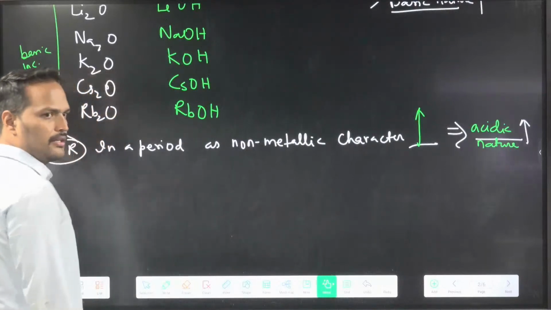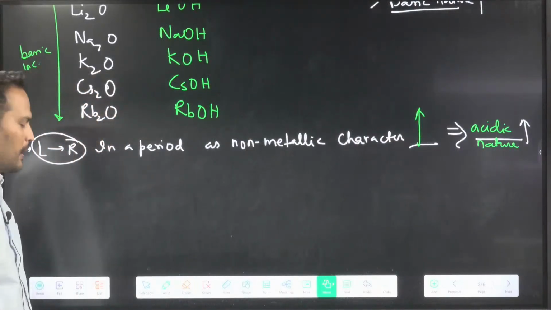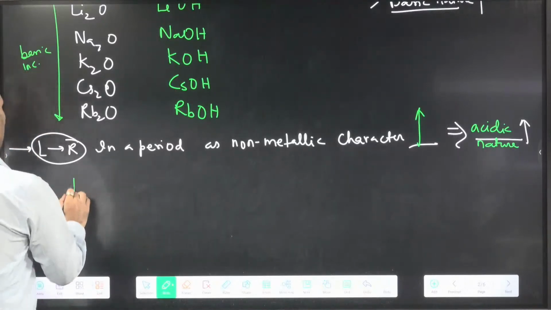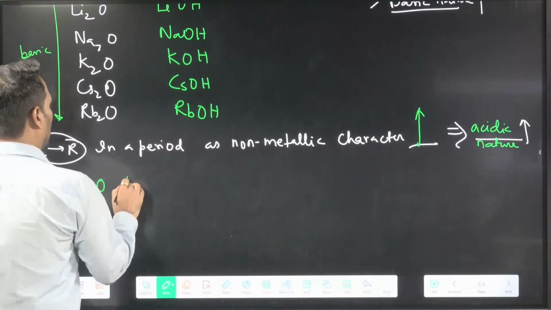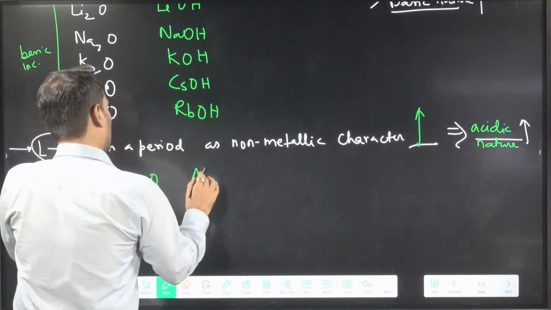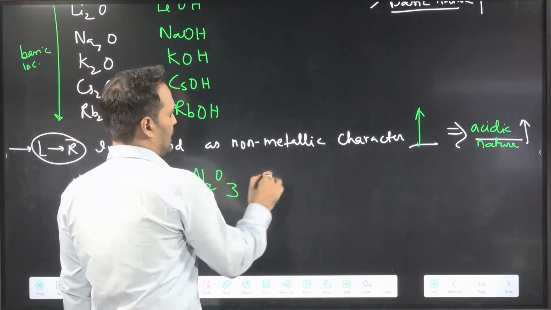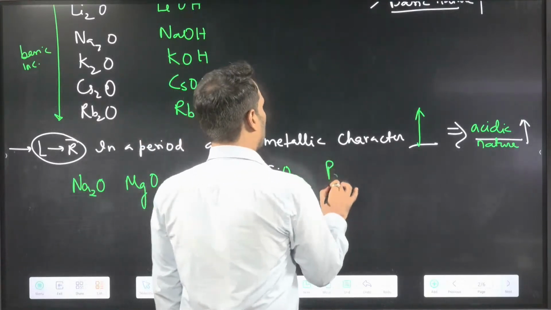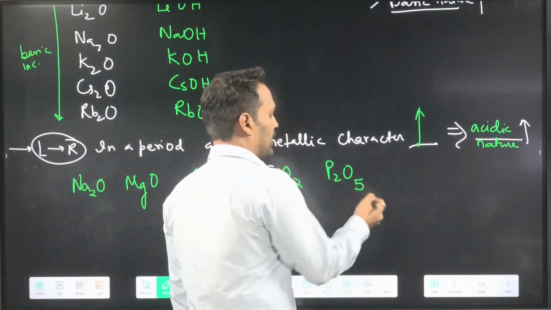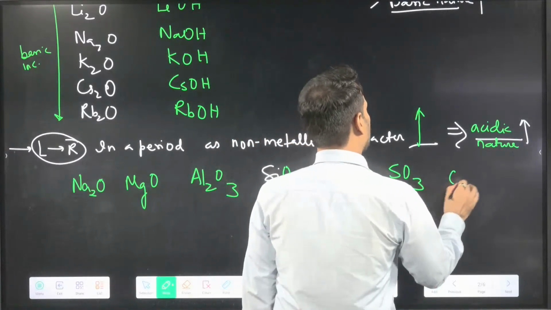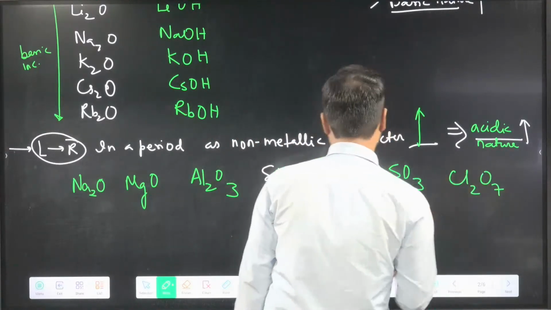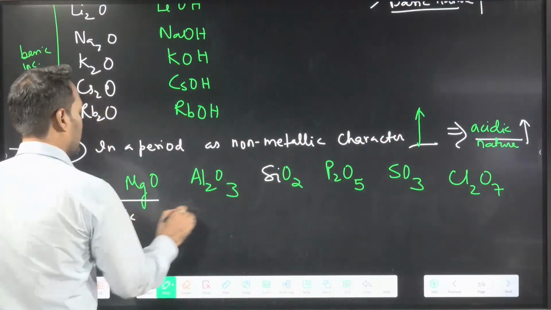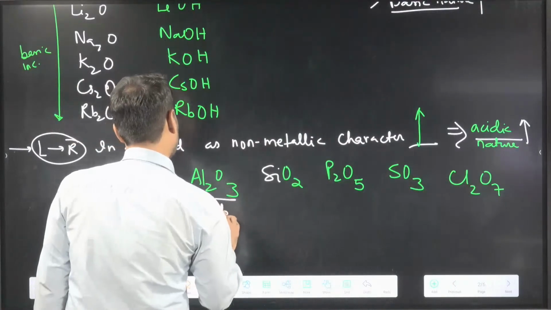Okay, so now let's take some examples. What can you take? Tell me. Suppose I am doing it like this. This is Na2O. This is MgO, Al2O3. After aluminium, who is there? Silicon, SiO2, phosphorus, P2O5, after phosphorus, SO3, after sulfur, chlorine. So they will say that this one is basic, this one is amphoteric.